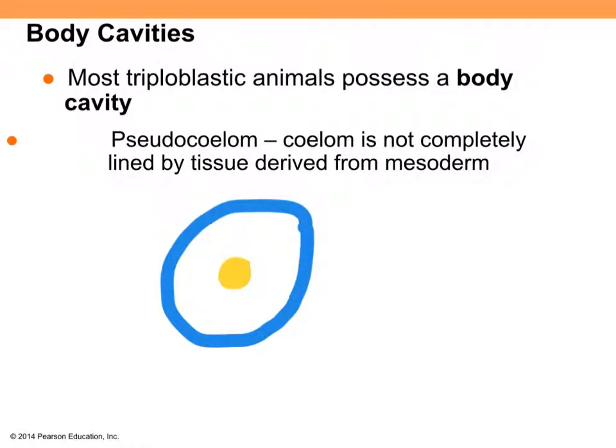The pseudocoelom is a false body cavity. So one side of the cavity is lined with the mesoderm, but it's not a true and completely separated chamber. Okay, so remember, blue is going to be our ectoderm, yellow is our endoderm, and then our mesoderm is just going to line one layer. So there's a partial body cavity here.